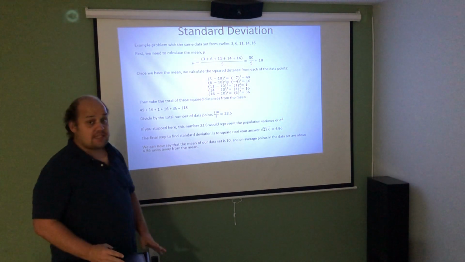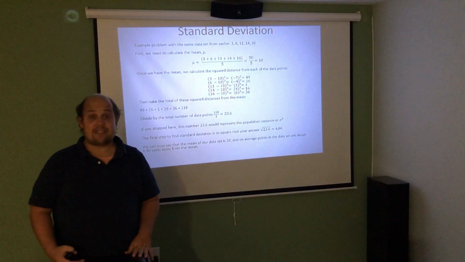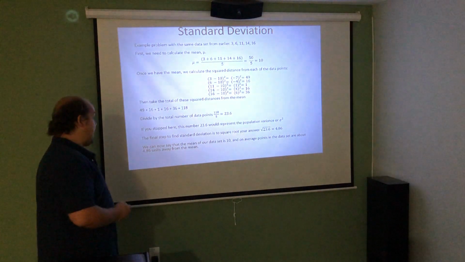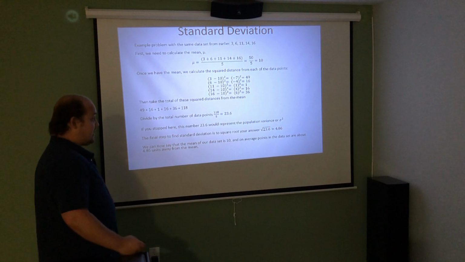So again, the variance is useful, but for the most part, this lesson is going to ask you to go one step further and find the standard deviation. One step further just means taking the square root. So the square root of 23.6 gives me 4.86.